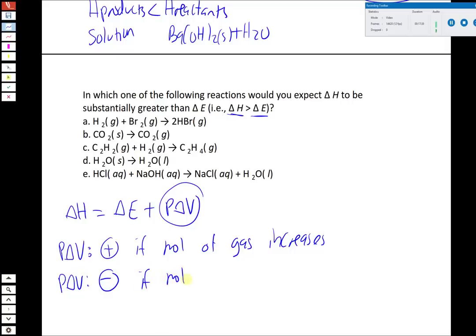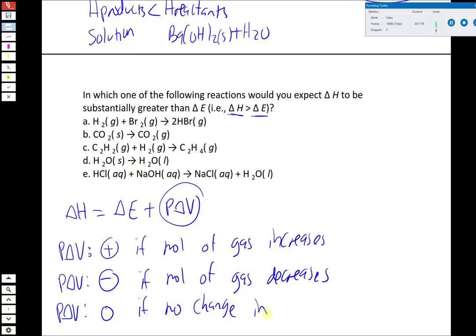P delta V is going to be negative if moles of gas decreases. So if we're getting smaller, that means we're going to have a negative P delta V term. Remember, the P delta V is actually the negative of work, so there's a relationship there too. And then finally, P delta V is going to be 0 if there's no change in moles of gases.